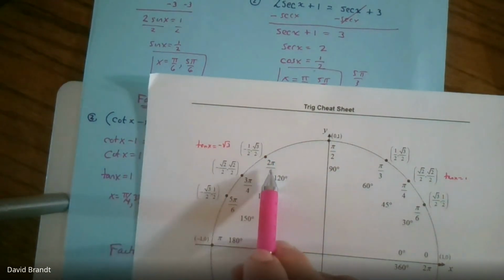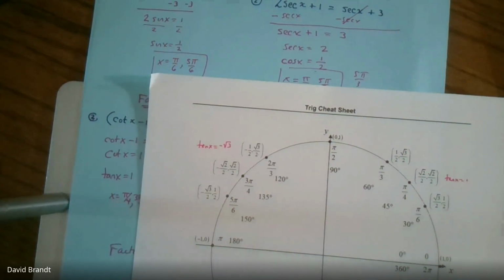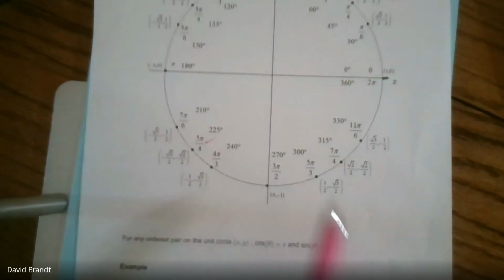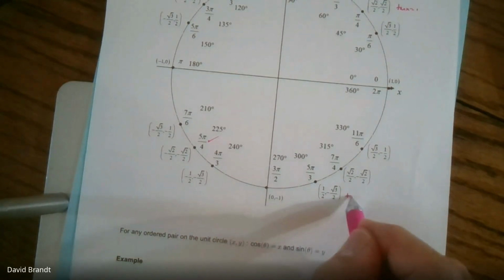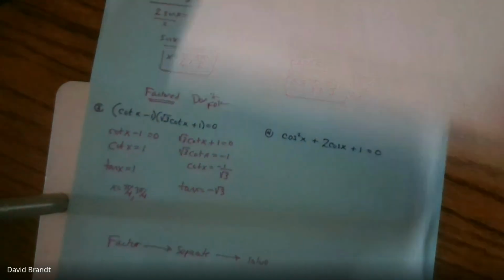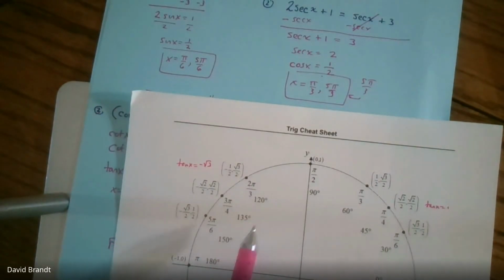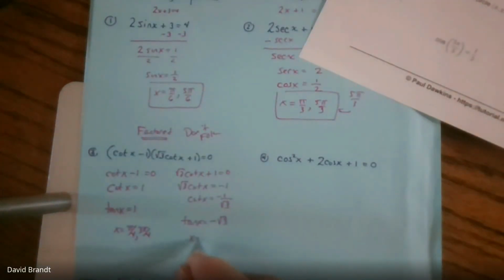So one of our answers is going to be 2 pi over 3. The other answer is going to be here. Because if you put negative root 3 over 2 over 1/2, that is also going to be tangent of x equals negative root 3. So my 2 answers are going to be 2 pi over 3 and 5 pi over 3. So x equals 2 pi over 3 and 5 pi over 3.